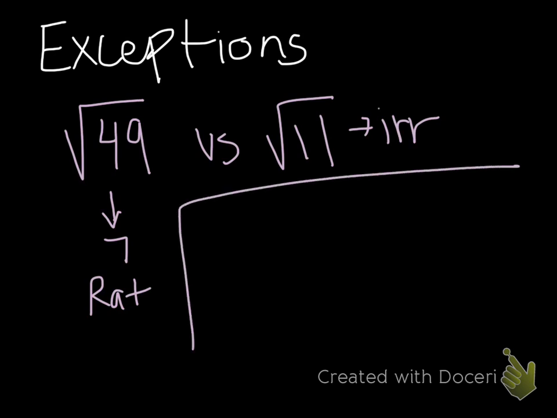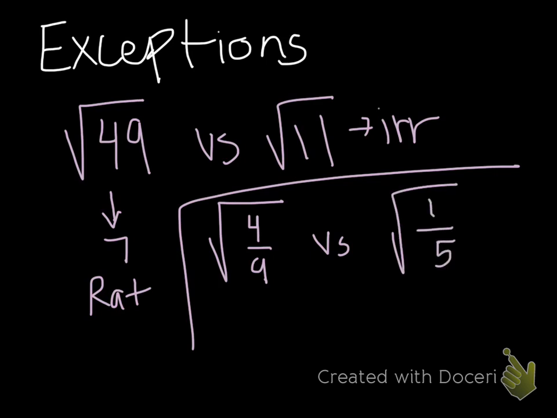Also in terms of fractions, the square root of 4/9 versus the square root of 1/5. This one is rational because the square root of 4 and 9 I can take, and I get 2/3. So this is rational. I cannot take the square root of 5, so this one is irrational. So those are kind of two exceptions to the rule.